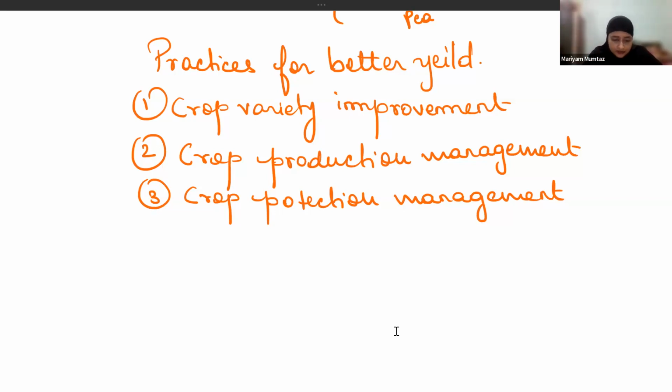So what do we do? In any type of plant, there are many different varieties. Some are tall plant varieties, some are shorter plant varieties. So we choose the variety which is superior. What do I mean by superior? Which has the best characters, which does not die easily, which does not get affected by microbes easily. So that is the high yielding, or superior, variety.